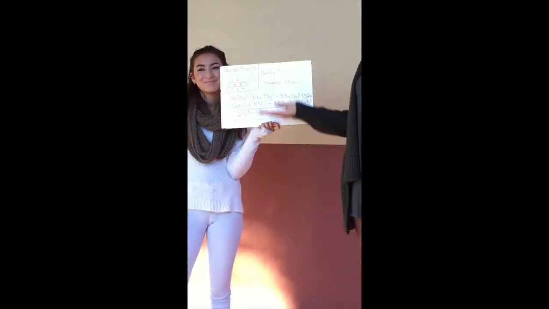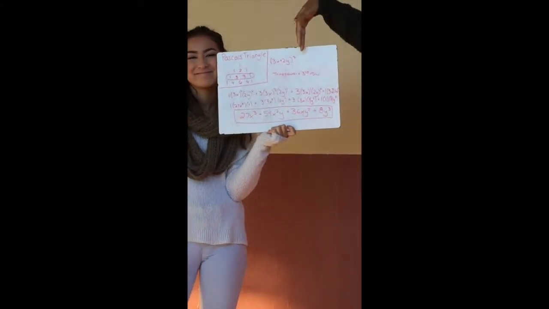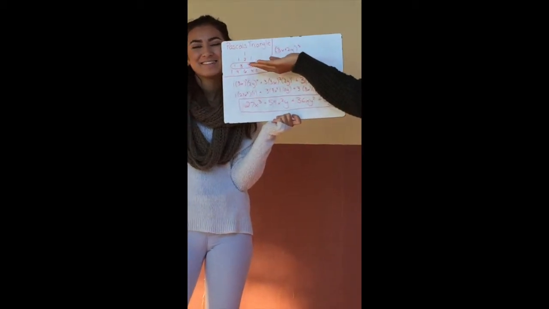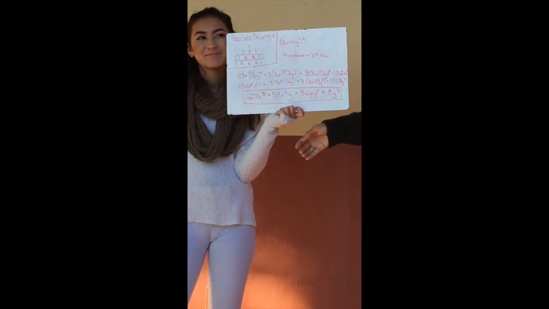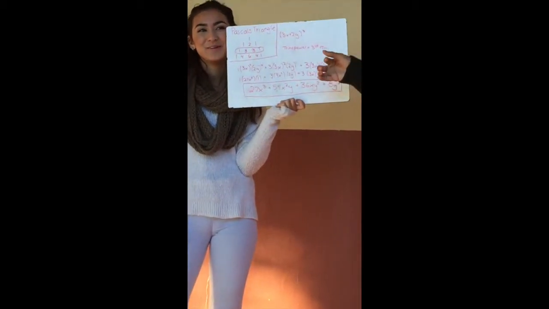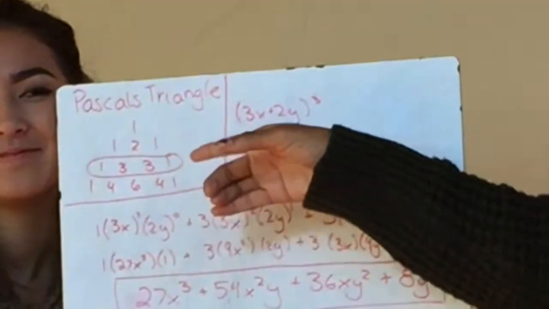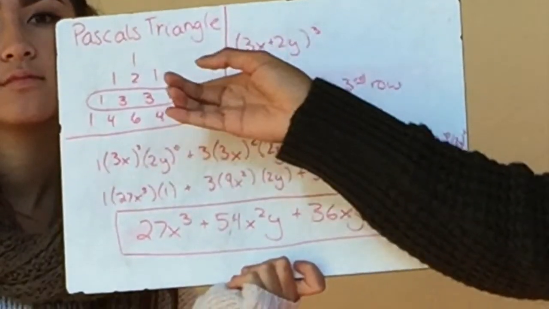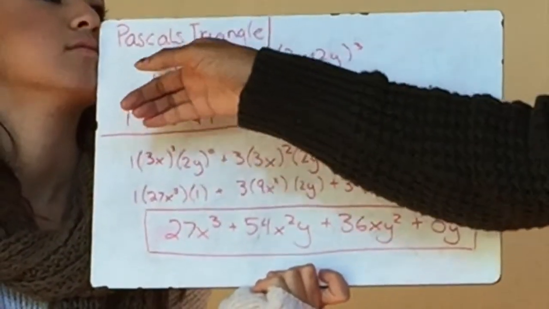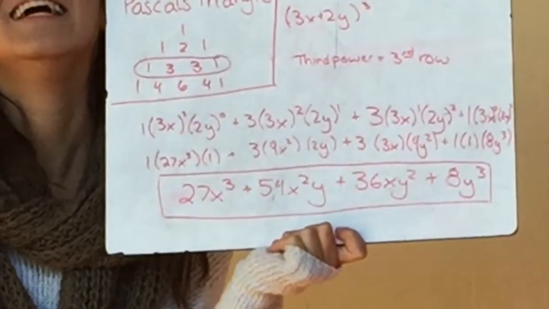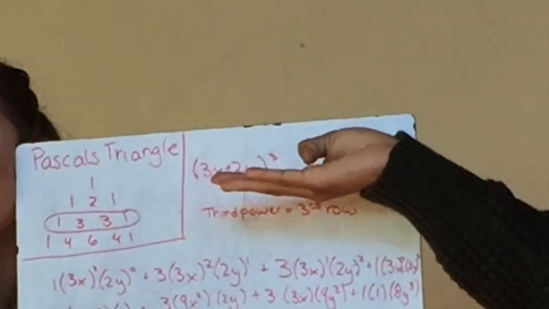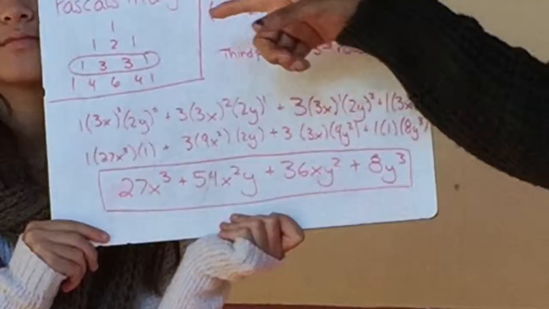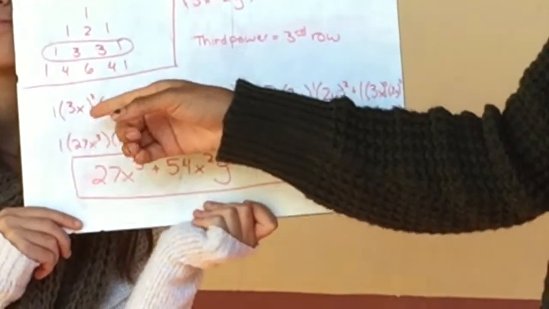We are going to be using Pascal's triangle to expand this binomial, which is (3x + 2y) to the 3rd power. Pascal's triangle is basically this triangle created by Pascal. You create your rows by adding terms from the row above, adding them from the sides. Because this binomial is to the 3rd power, we're going to be using the 3rd row.